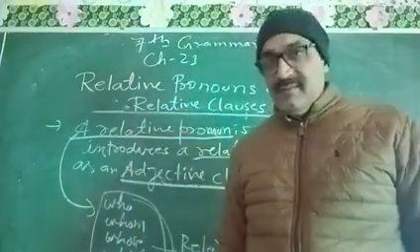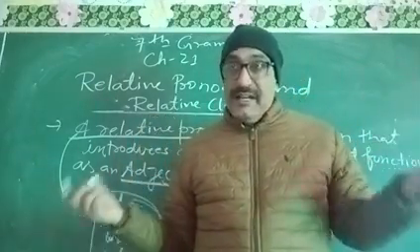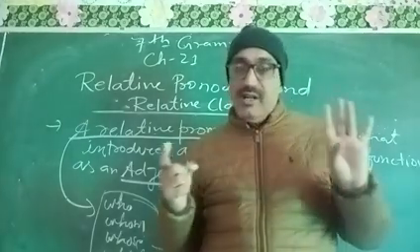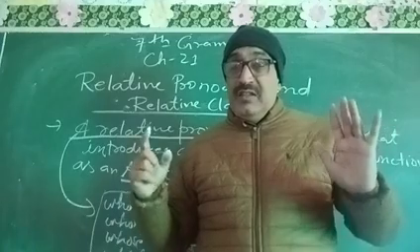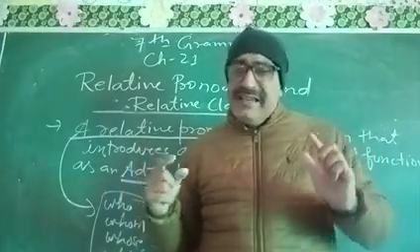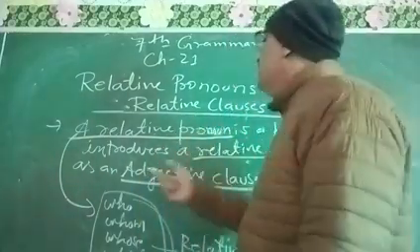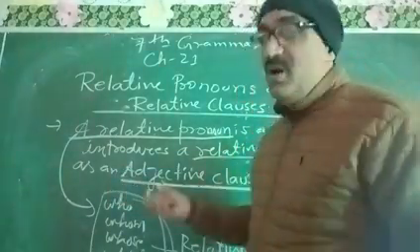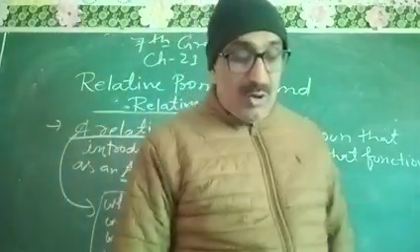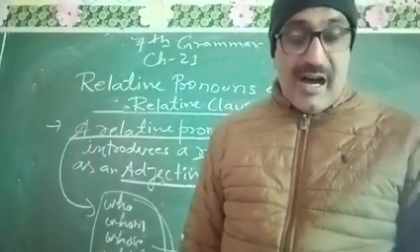First of all, you should know what a relative pronoun is: who, whom, whose, what, that. These are the relative pronouns. When they join two different sentences to make a complete sentence, they make a relative clause, and this clause is known as an adjective clause. So the definition is clear here. Now we will go next and read the kinds of relative clauses.